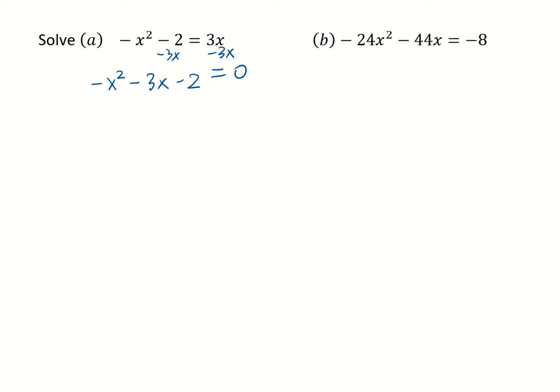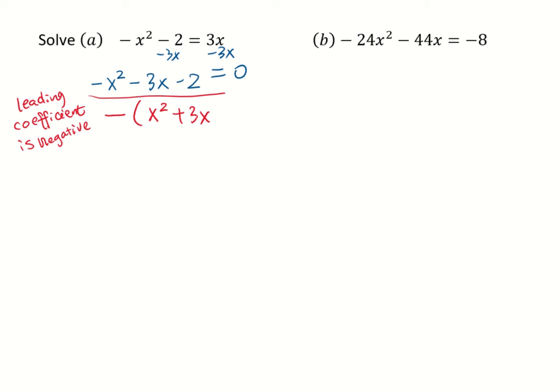Okay, here is a problem. The leading coefficient, which is the number in front of x squared, is negative 1, which is negative. Usually we don't want to factor with the leading coefficient being negative, so now what we want to do is factor out that negative sign. So factor negative 1. After factoring out the negative 1, you will have positive x squared. Everything here will become the opposite sign, right? So it's plus 3x plus 2 equals 0.